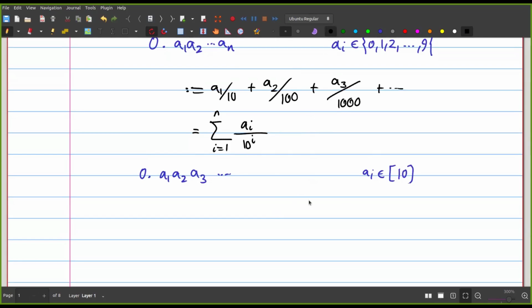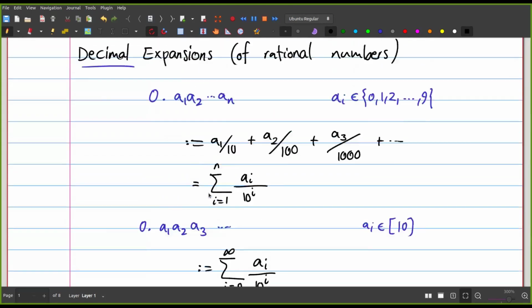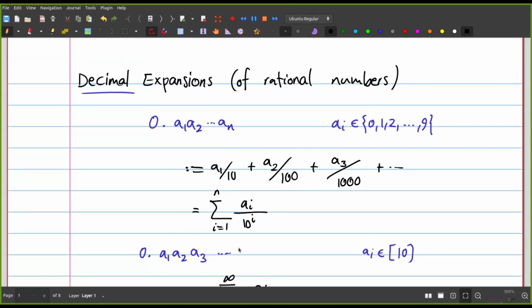Okay, again, I can use the same definition. I can say that I just define this to be the sum of I from 0 to infinity of AI over 10 to the power of I. And of course, this has some connections to calculus and connections to basic courses in sequences and series. I guess you covered that in analysis. But I can have a definition like this. But I'm not interested in the general case. I'm interested in the case where this gives me a rational result.